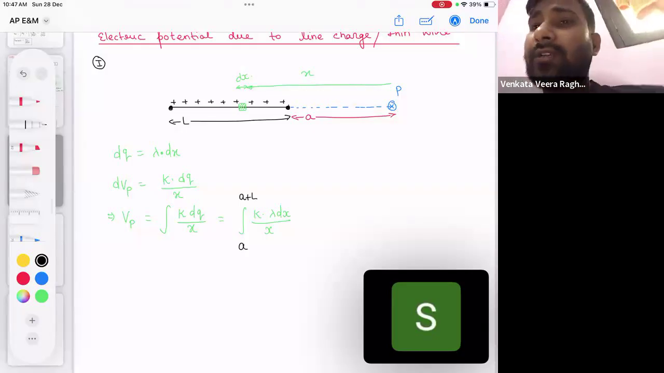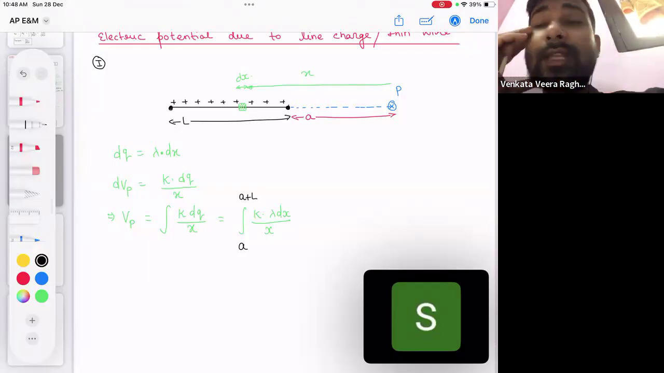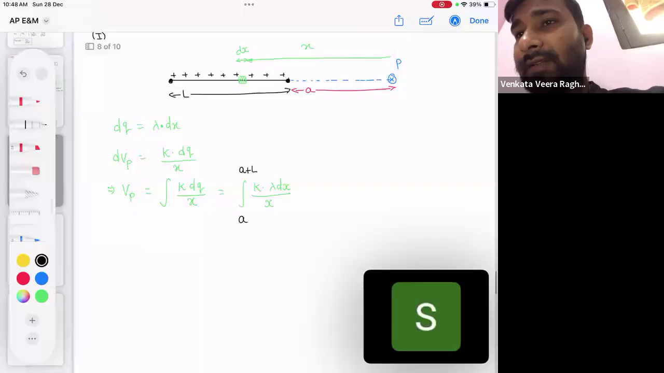Please check once. Can I say the limit of x is going to be from a to a plus l, because x will start from one end of the rod and finish at the other end of the rod? So the lower limit of x will be a and the upper limit of x will be a plus l. Now let's simplify it.